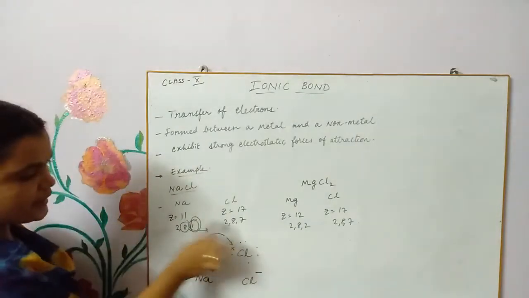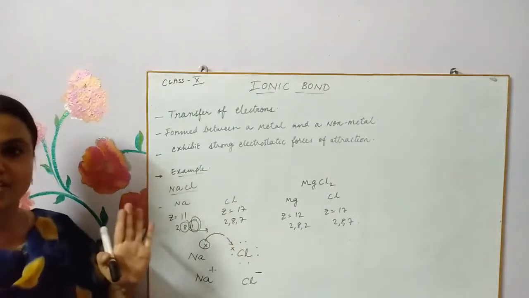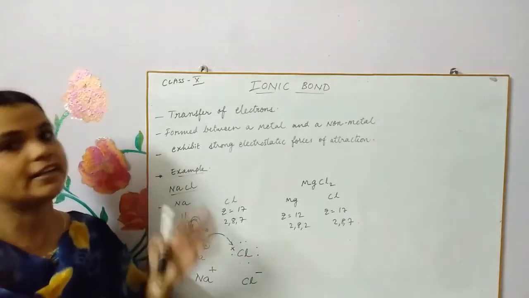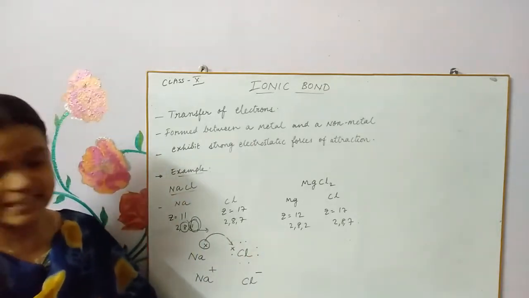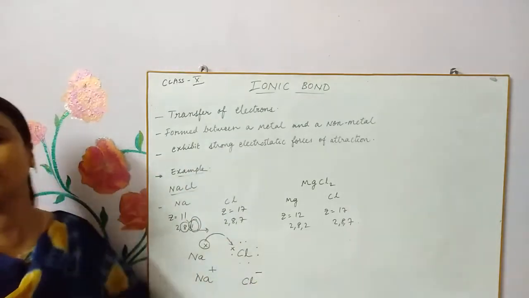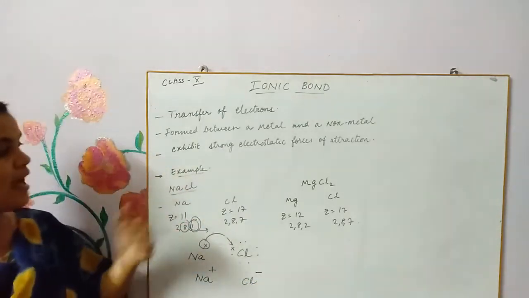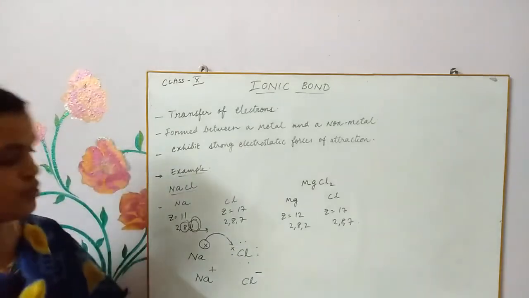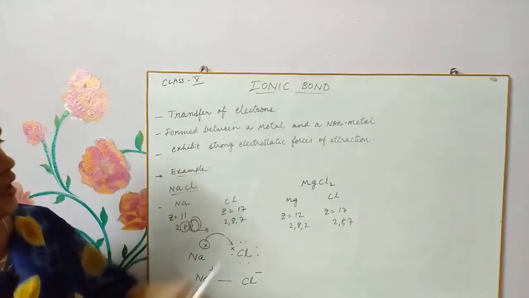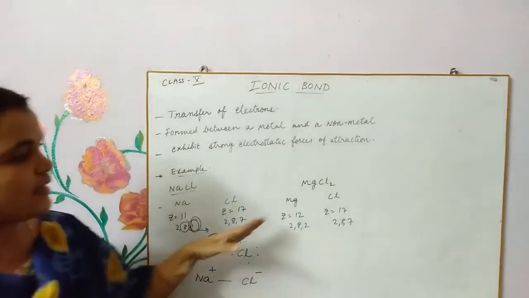Now you see, when it is gone, it has got its octet configuration. It is much more stable now. Chlorine has gained 1 electron. It has now attained stability, right? So Cl minus and Na plus both are held by electrostatic forces of attraction. That is how an ionic bond is formed between Na and Cl. Okay. Now MgCl2, let's see another example.